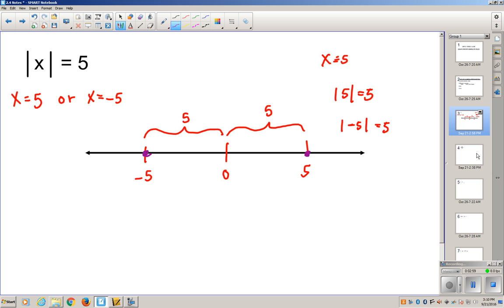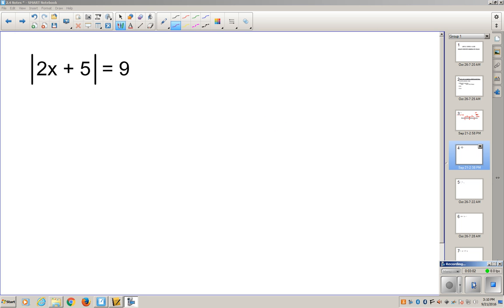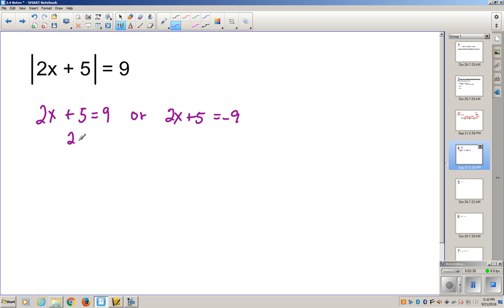All right, let's take a look at an equation. On this equation, the absolute value is already isolated. It's all by itself, so we're ready to split it into two equations. So we have 2x plus 5 equals 9, or 2x plus 5 equals -9. Now we're going to solve them both. This would be 2x equals 4. Dividing both sides by 2, you get x is 2.